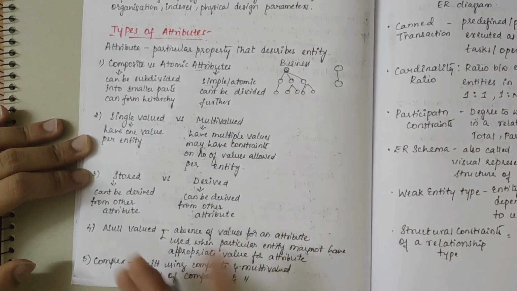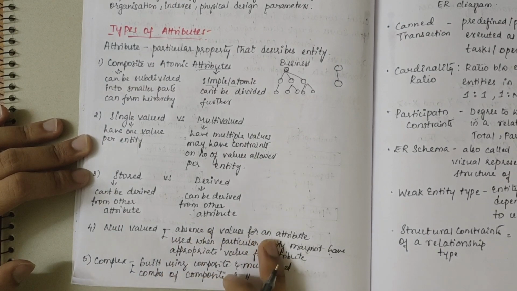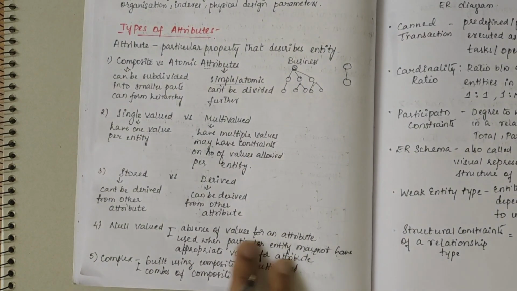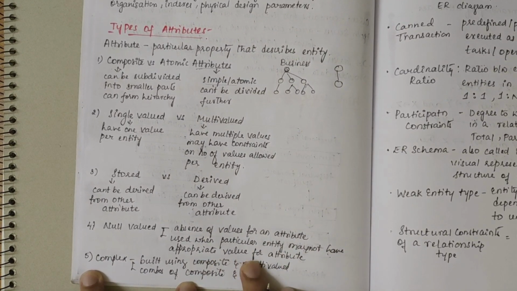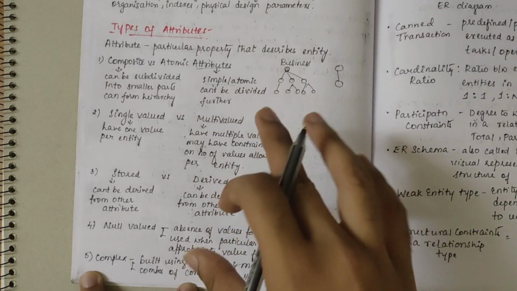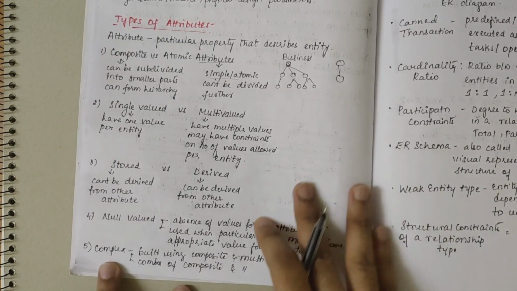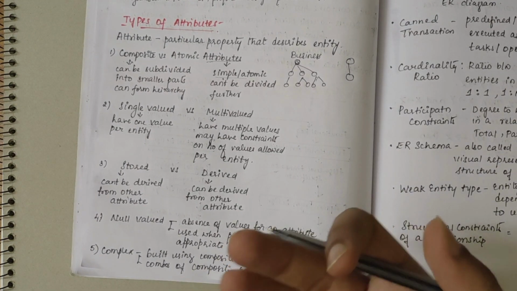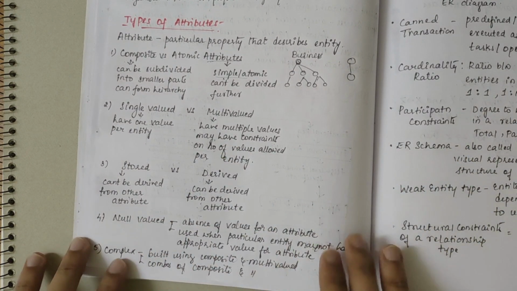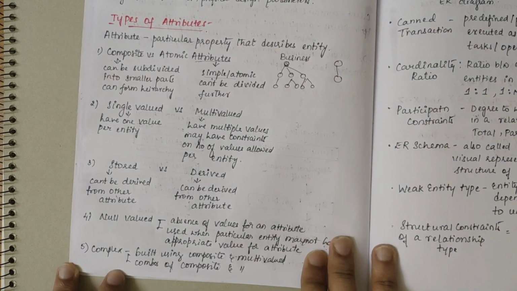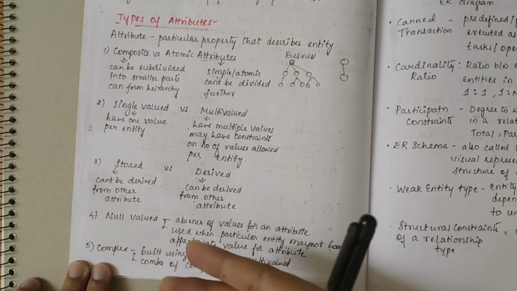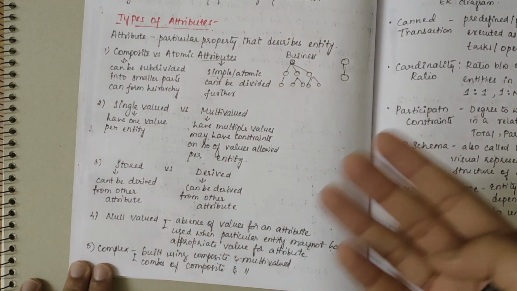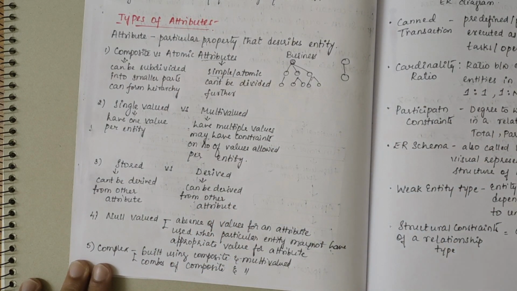This is also easy. You can write null valued, which means absence of values for that attribute. They are used when a particular entity may not have an appropriate value for that attribute at that particular time. Either the values are not known, or they are not compatible with that particular constraint, or they are kept blank but would be filled in the future. So that's what null value in general means in the database management system topic.